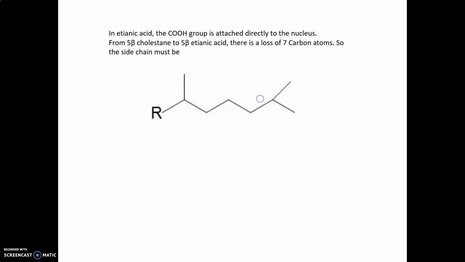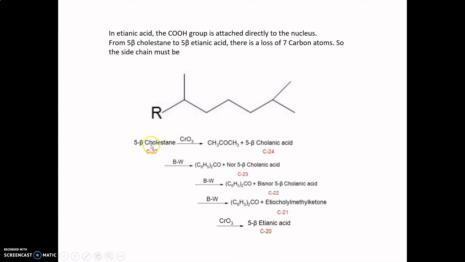So probably the structure of the side chain must be something like this. You have the isopropyl terminal end, and a methyl group on the alpha carbon. Now let us see how the steps we have taken up earlier will fit into this structure. Initially we started with cholesterol, a 27 carbon compound, and carried out oxidation, and we got 5-beta cholanic acid and acetone. So this must be the acetone moiety, or isopropyl group, that is lost, and you get C24.